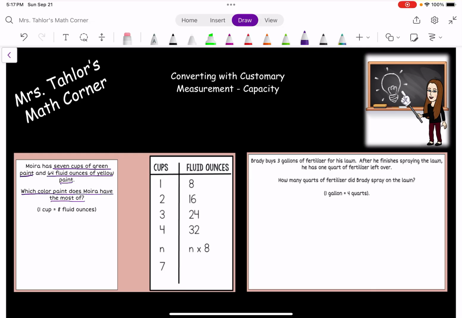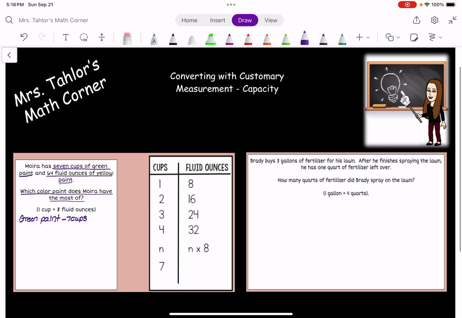Okay, I may want to write a little bit, and underneath my word problem, I'm going to put that the green paint Moira has 7 cups of. And then yellow, she has 64 ounces of.